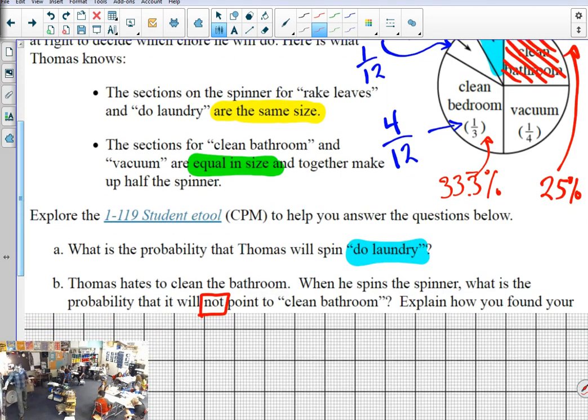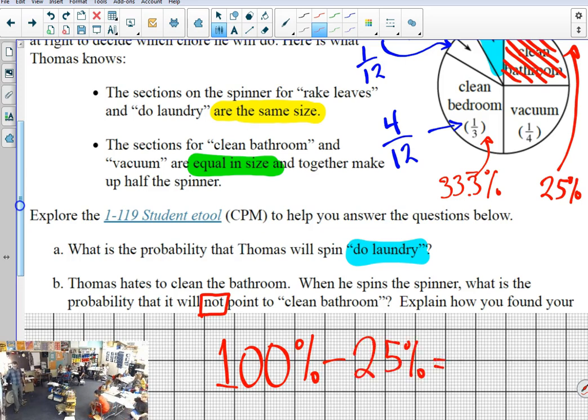So really what Alex is saying is there's a 100% chance our dude's doing chores. Like he's going to do a chore. But if we want to look at the percent chance that he won't clean the bathroom, take that probability away. Now you could have worked with the fractions. You could say 1 minus 1/4 leaves you with 3/4. But if you work with the percentages, you immediately get to your percent answer of 75%.